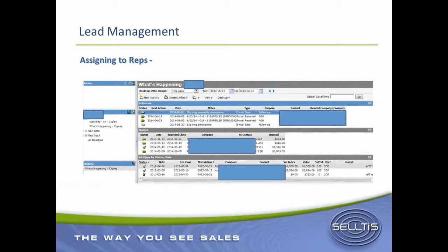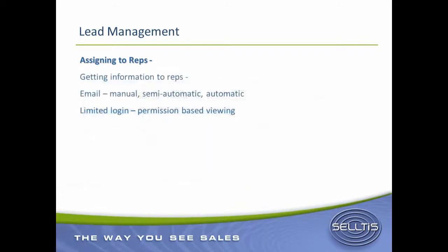So here's that desktop we looked at before. Again, we're assigning reps based on geography in this case, and this rep has a limited login. So you might say, how do I get that? Once I've assigned it to a rep in Selltis and they don't have a limited login or a permission-based login, if you will, for our data as a company, for Sonia's company, for Marty's company, whoever, there's a couple of things that you can do.